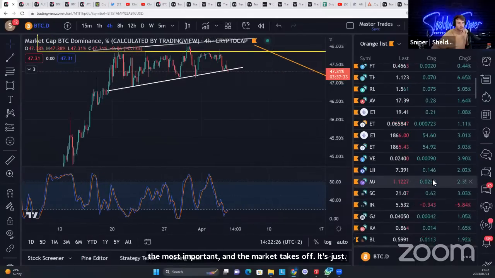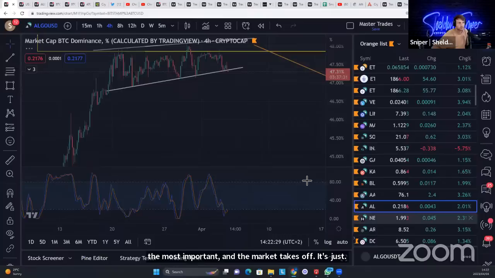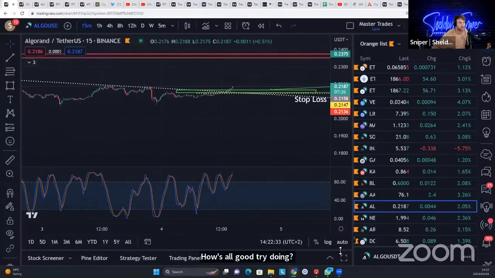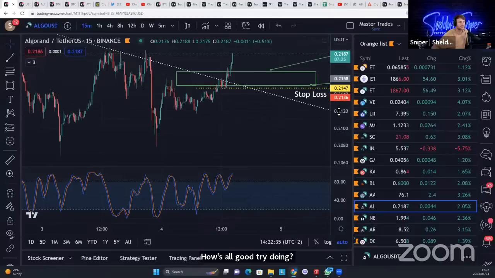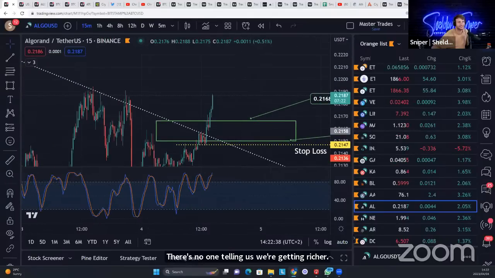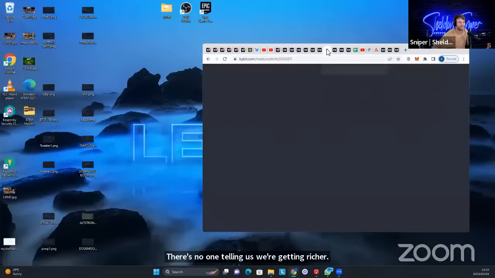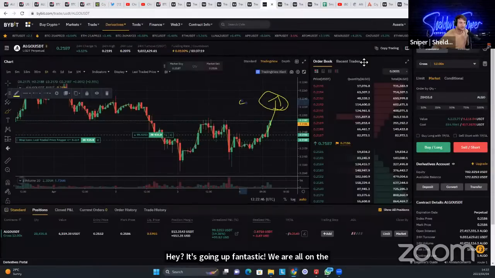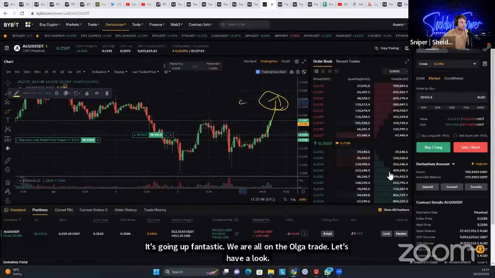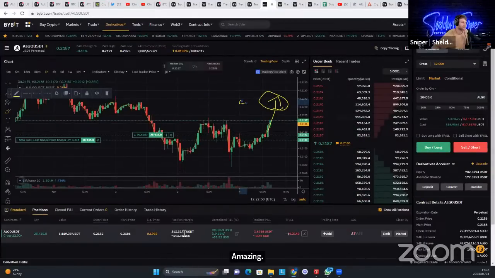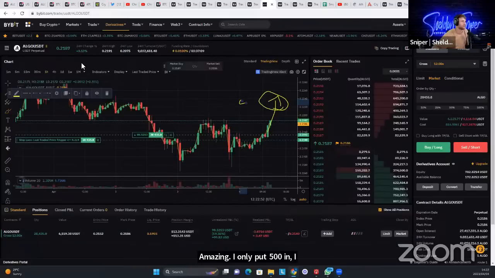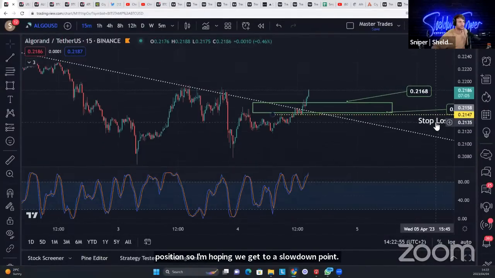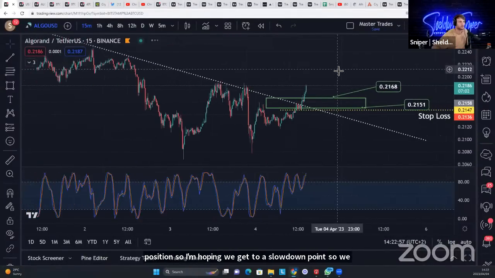How's our algo trade doing? Why is no one telling us we're getting richer? Yeah, it's going up. Fantastic. Where are we on the algo trade? Let's have a look. Amazing. Amazing. I only put 500 in. I need to get the rest of my position in. So I'm hoping we get to a slowdown point so we can build a flag so I can get the rest of my higher position in.